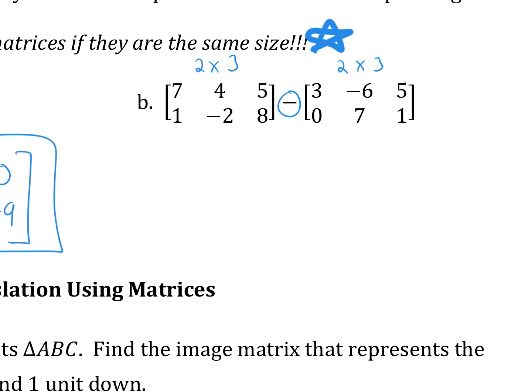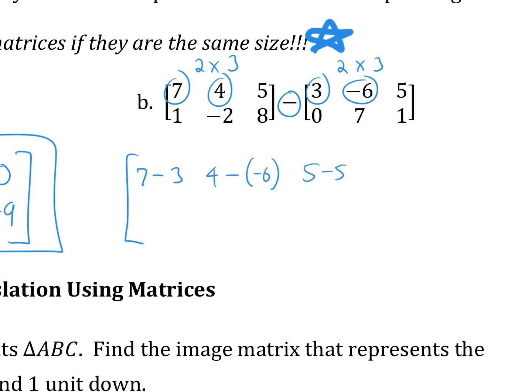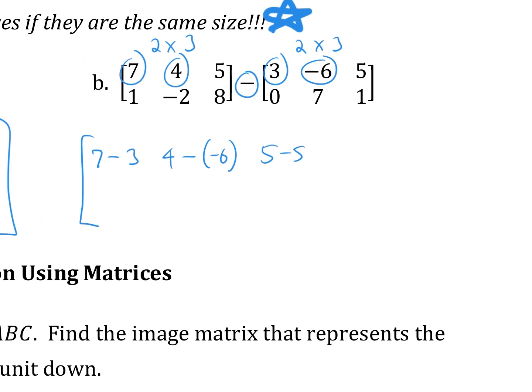So let's go ahead and do this. We're going to subtract everything in the matching positions. We have top left, top left: 7 minus 3. Now, the middle one's a little bit tricky. We have 4 minus negative 6. We've got to be careful with that. It's the only thing that we can kind of goof up here. At the top right, we have 5 minus 5. Then bottom left, we have 1 minus 0. We have negative 2 minus 7. And we have 8 minus 1.